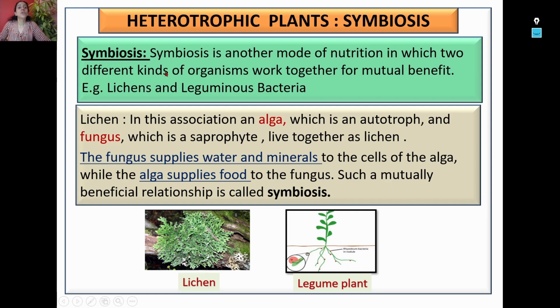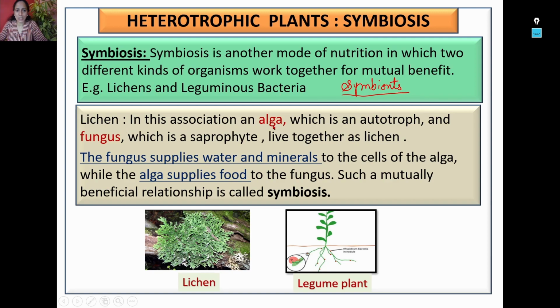In symbiosis, two different kinds of organisms live together, work together, and mutually benefit each other. So such type of association in which two organisms live together and mutually benefit each other, that mode is called symbiosis, and those organisms are called symbionts. Ideal example is lichens and leguminous bacteria.